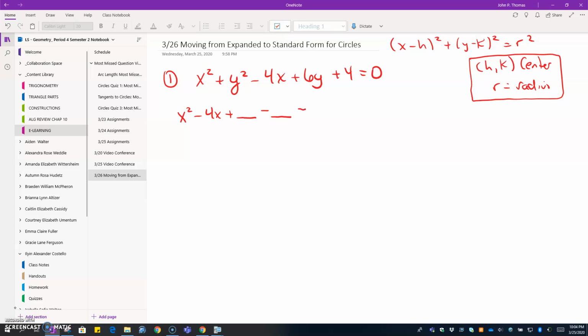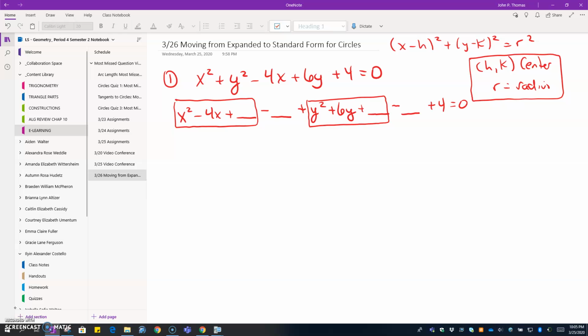Now we're going to add in our y terms. So I've got y squared plus 6y. We're going to complete the square here as well, so I'm going to add a blank, subtract a blank. I have the plus 4 and the equals 0. Our goal is going to be to take this piece and this piece and make each of them into a perfect square trinomial by completing the square.